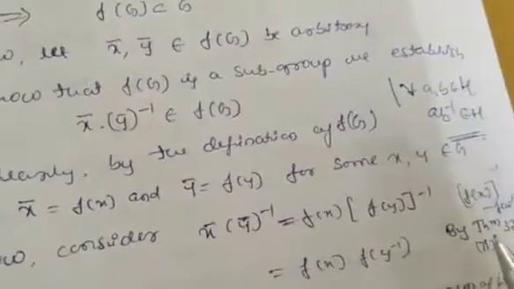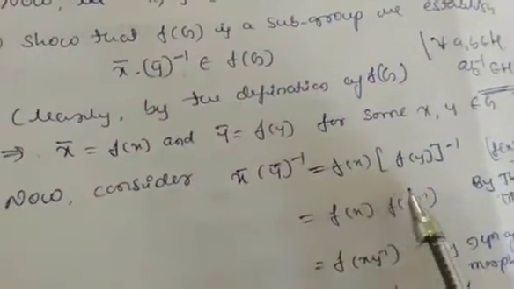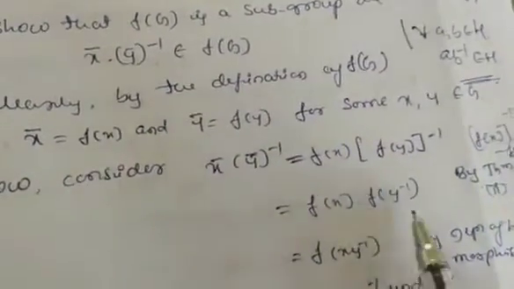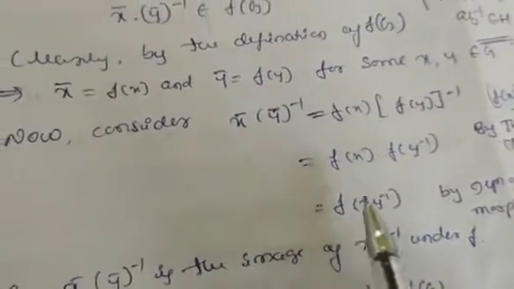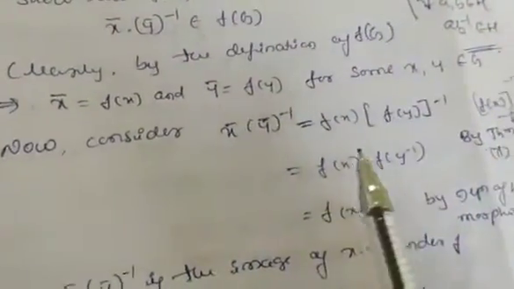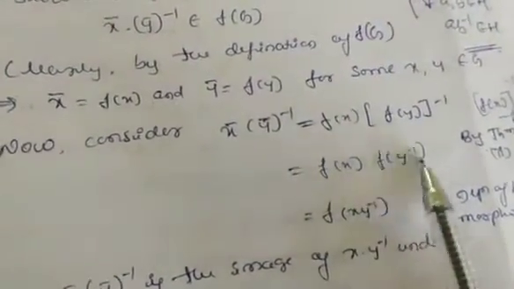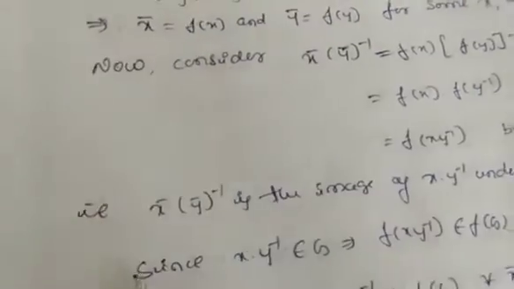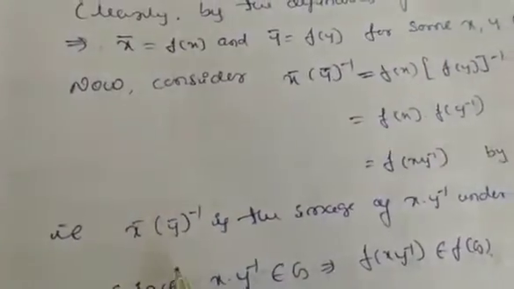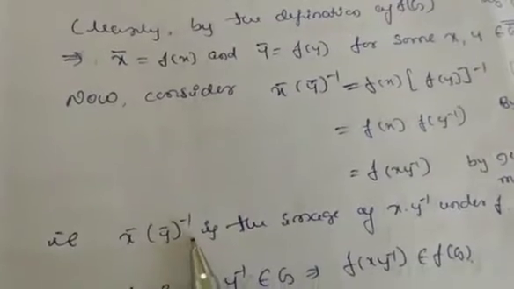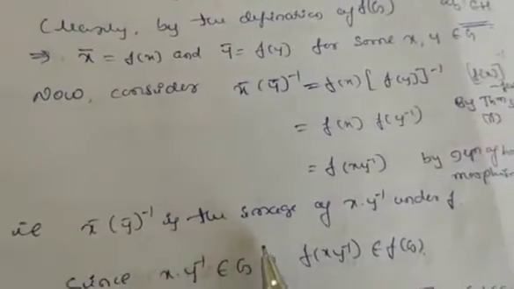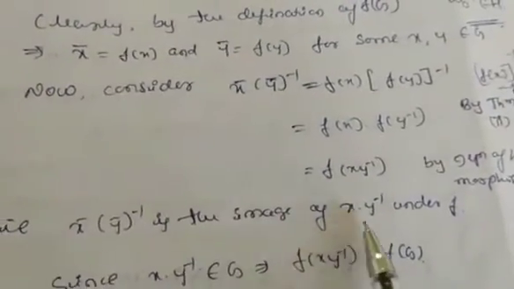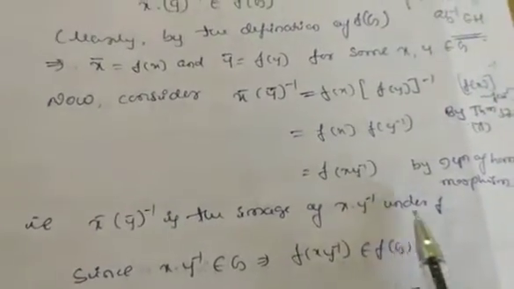Just now we proved, we use the same result here. So f of y whole inverse is equal to f of y inverse. This is equal to, again you apply the definition of homomorphism. So f of x into f of y inverse is equal to f of x into y inverse. So that is x bar y bar whole inverse is the image of x y inverse under f.